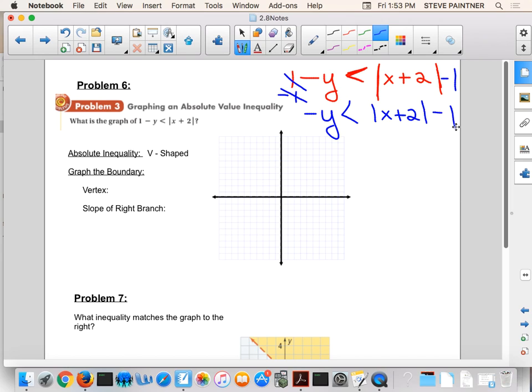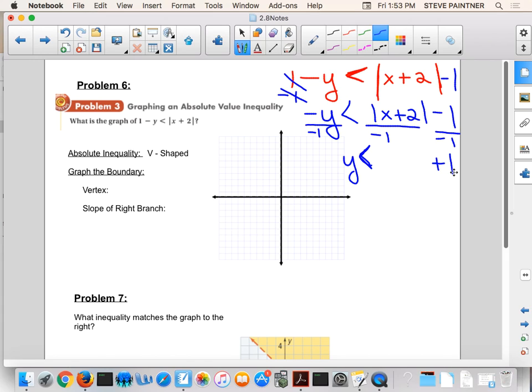Divide by negative 1. Okay. So divide by negative 1. Divide this term by negative 1. Divide this term by negative 1. Okay. There's only one thing up here that's hard. This makes what? Why? Y. This back here, negative 1 divided by negative 1 makes positive 1.